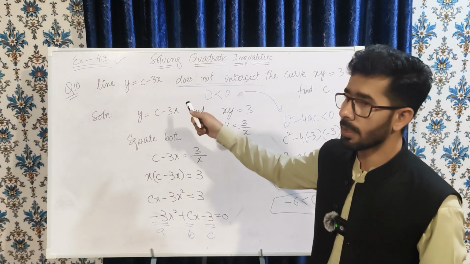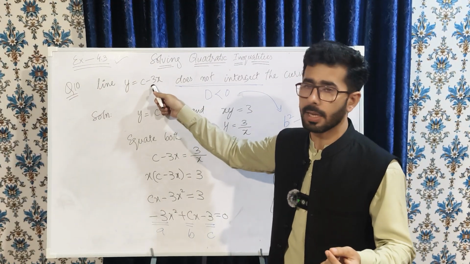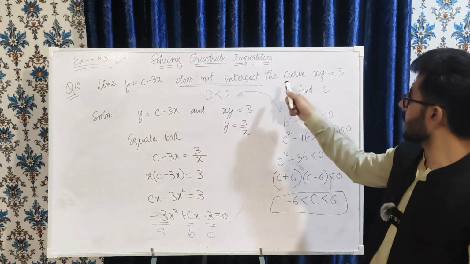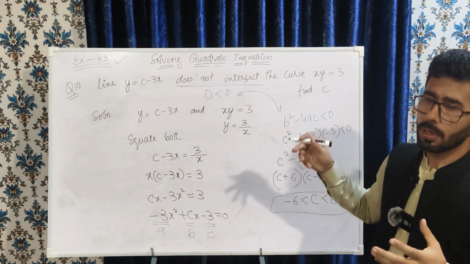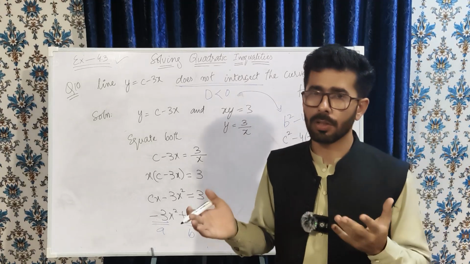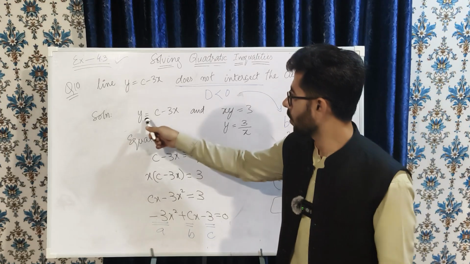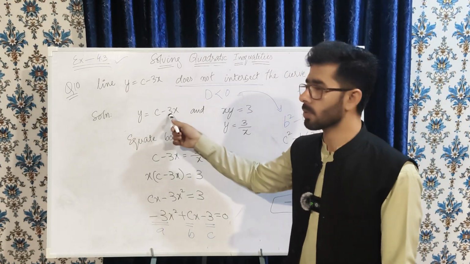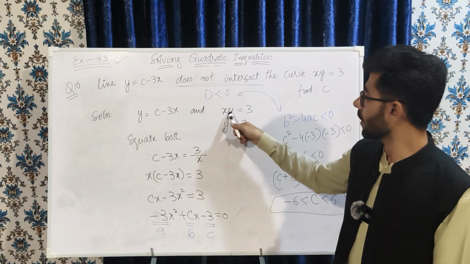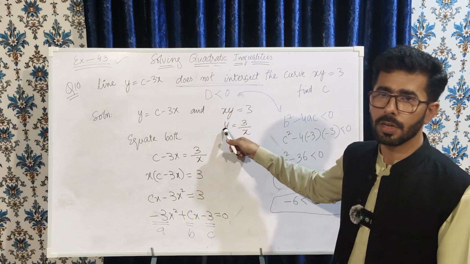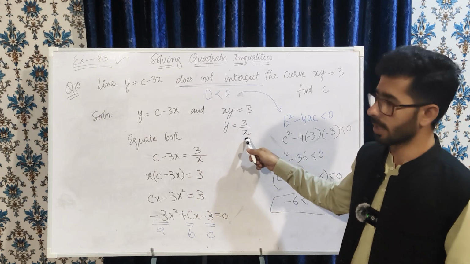In question number 10, they say there is a linear line y equals c minus 3x. It does not intersect the curve x times y equals 3. So we need to merge the equation of line and curve and make an equation for the solution. So we say line is y equals c minus 3x and the curve is xy equals 3. If I find the value of y from the equation of curve, this x gets divided on both sides, so y is equal to 3 upon x.